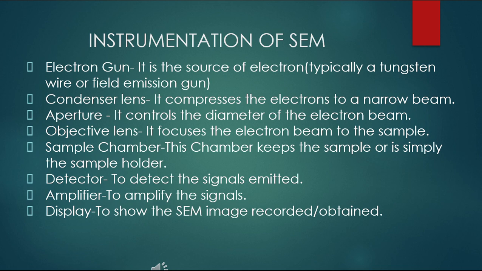Number 5. Sample chamber. This chamber keeps the sample, or is simply the sample holder. Number 6. Detector. To detect the signals emitted. Number 7. Amplifier. To amplify the signals. And number 8. Display. To show the SEM image recorded or obtained.